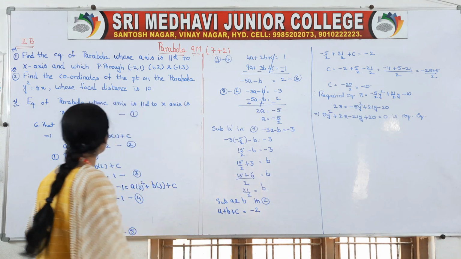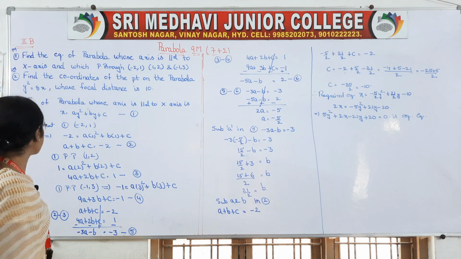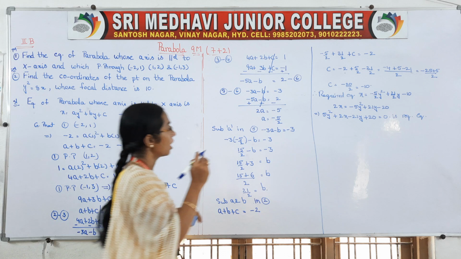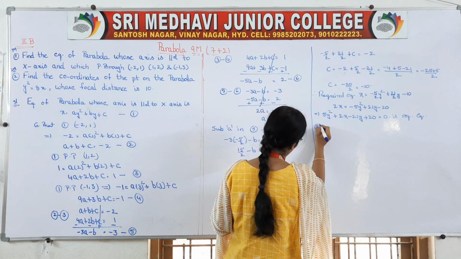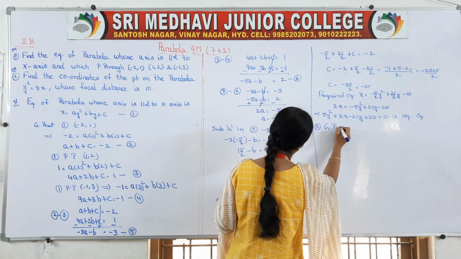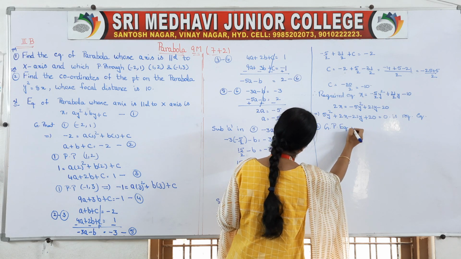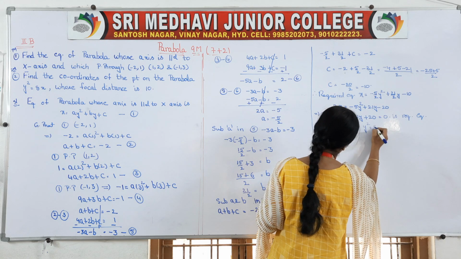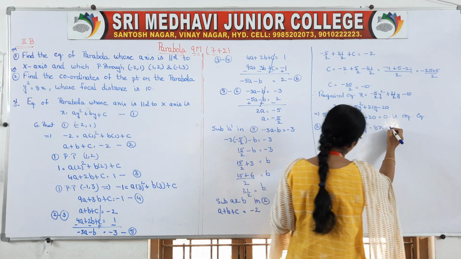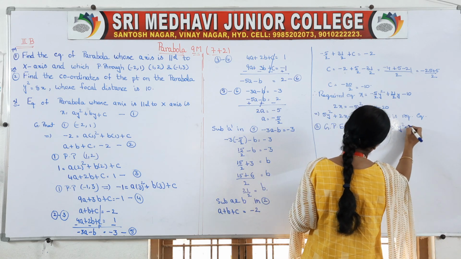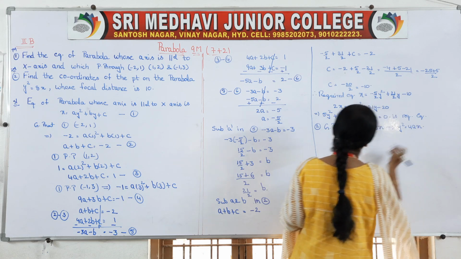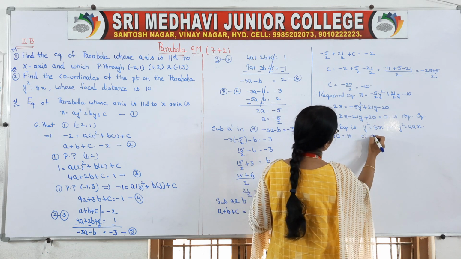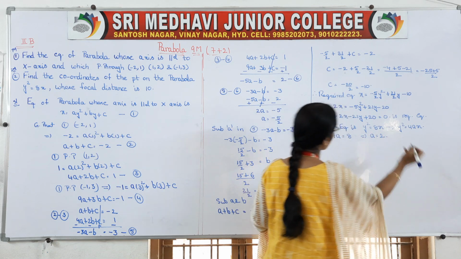Next, come to the second question. What is the second question? Find the coordinates of the points on the parabola. One parabola is given to you. What is the given parabola equation? y square is equal to 8x. Compare this with y square is equal to 4ax. Then what happens? 4a is equal to 8. So a is equal to 2.